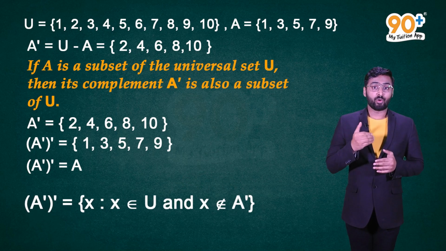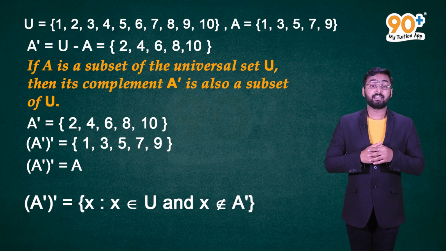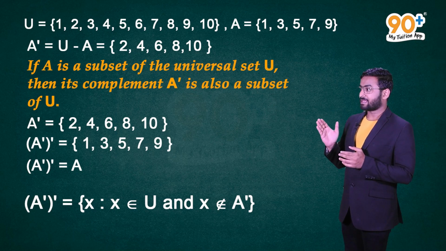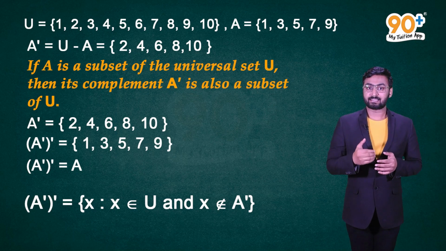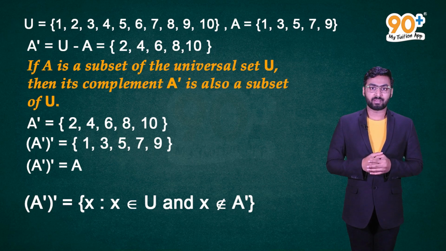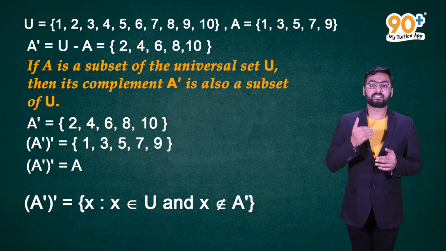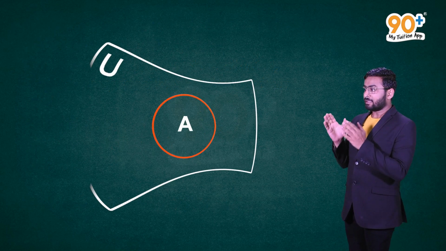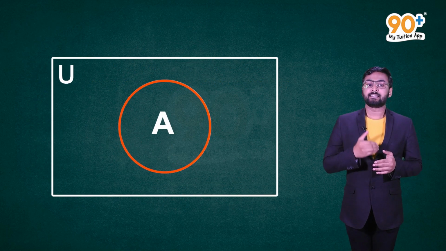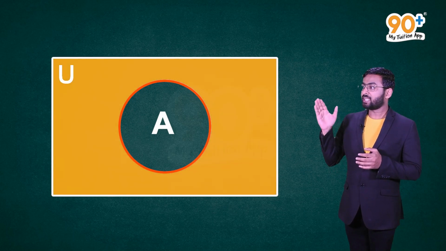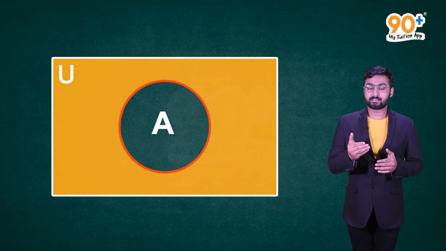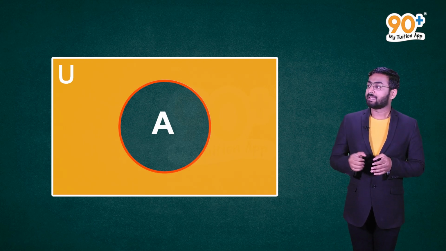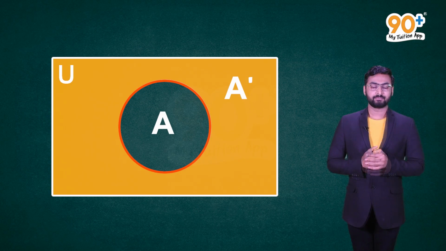A complement the whole complement can be symbolically written as set of all x such that x belongs to U and x does not belong to A complement. The complement of a set A can be shown using a Venn diagram. Here, the circle represents the set A and the shaded region around it represents the elements that belong to U but do not belong to A, and that is A complement.